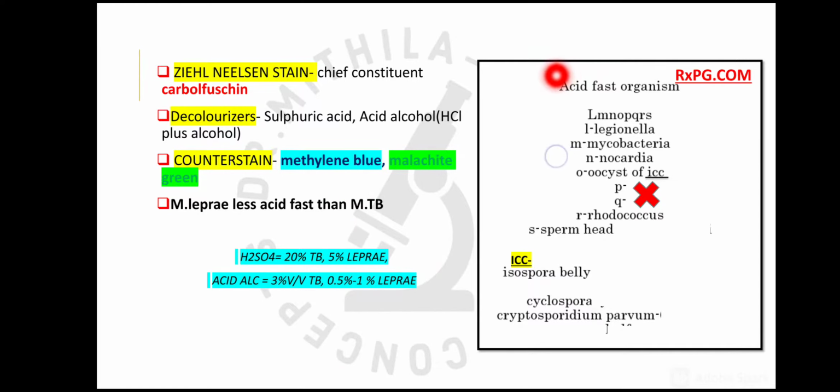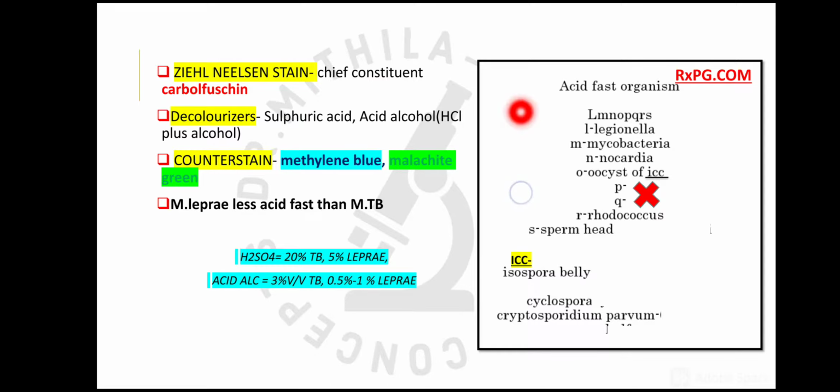Another very important question which is asked in the viva very commonly is what are the acid fast organisms besides Mycobacterium tuberculosis. So you can remember by this mnemonic which I have taken from this site, LMNOPQRS, in which PQ stands for nothing, and the L stands for Legionella, M for mycobacteria, and N for Nocardia, O consists of ICC. ICC stands for Isospora belli, Cyclospora, Cryptosporidium parvum. So these are the parasites. Then R stands for Rhodococcus, and S for sperm head.